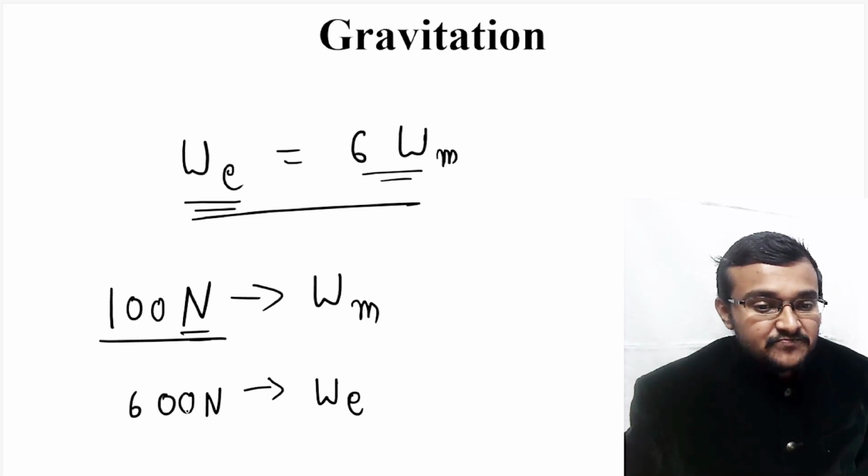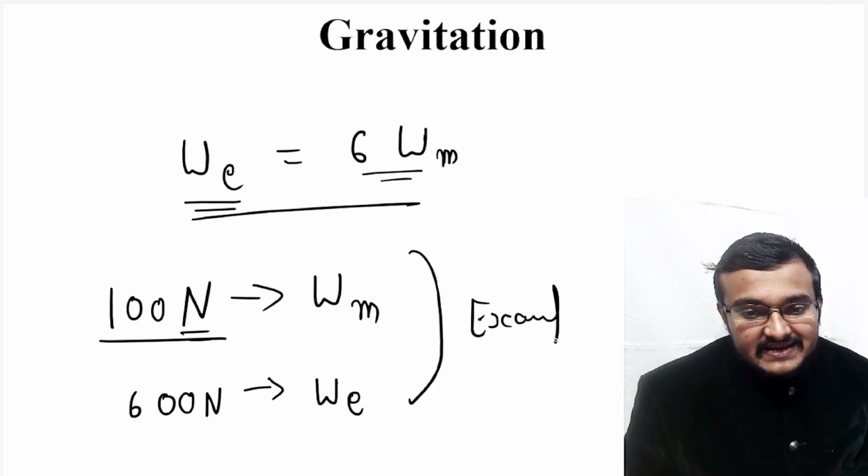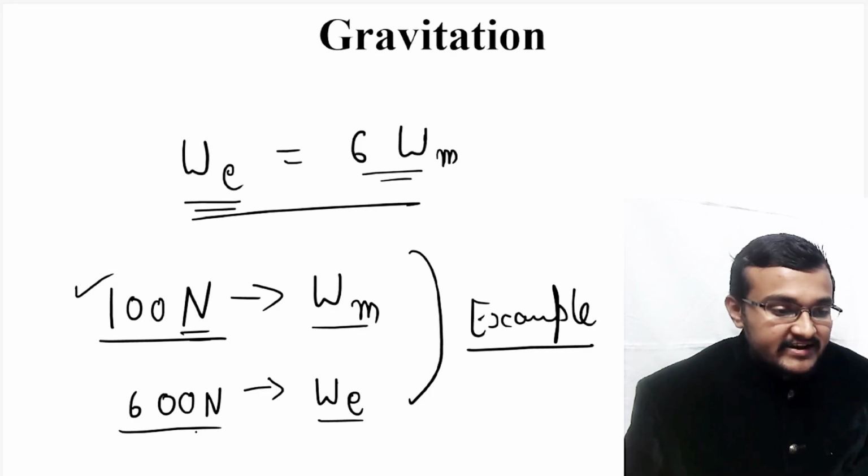Either way you can tell this. So this is just an example which I have given. If a particular object has 100 Newton weight on moon surface, then the same object on earth surface will have 600 Newton weight.